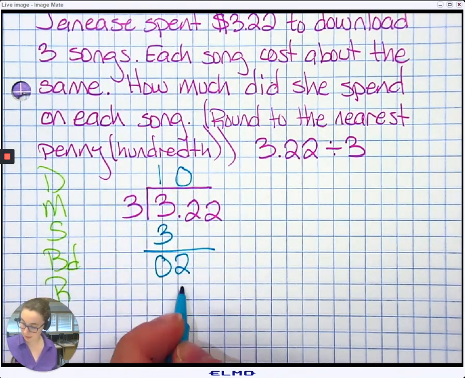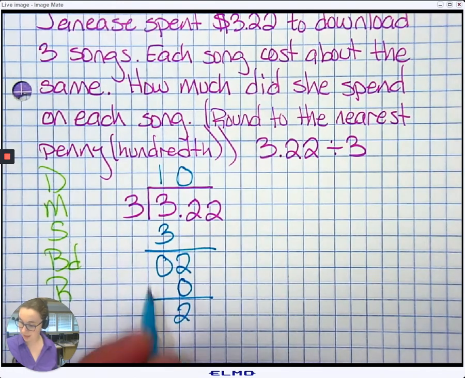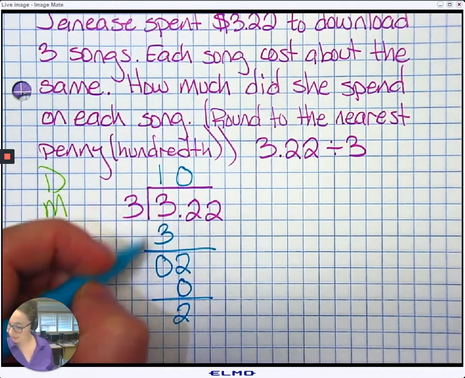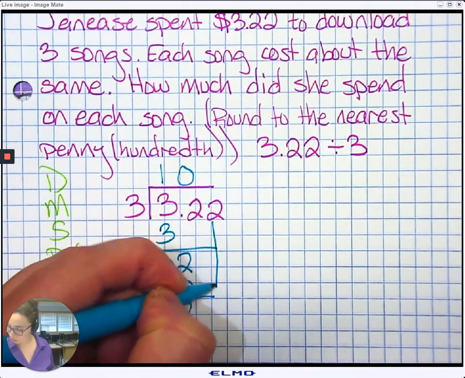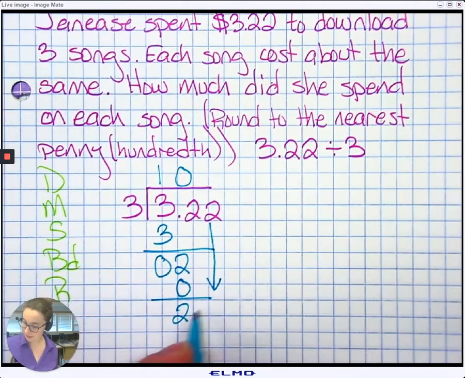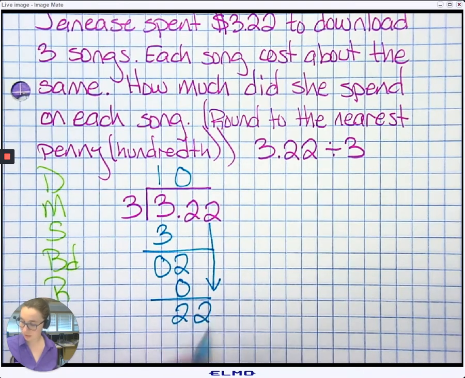0 times 3 is 0. And when I subtract that, I get 2. And now I do actually have something else to bring down. This 2 over here. I forgot to switch colors. Oh well. 22.